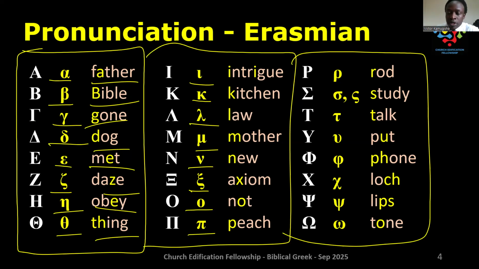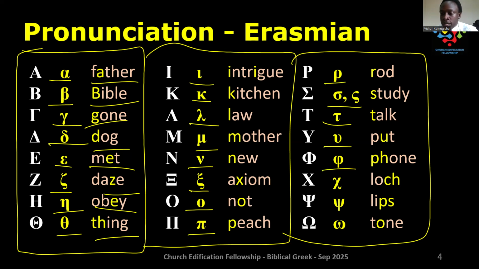The P is pronounced as P, just like in the word peach. The rho is pronounced as Ra, just like in the word rod. The sigma is pronounced as Sa or S, just like in the word study. The tau is pronounced as Ta, just like in the word talk. The upsilon is pronounced as U, just like in the word put.